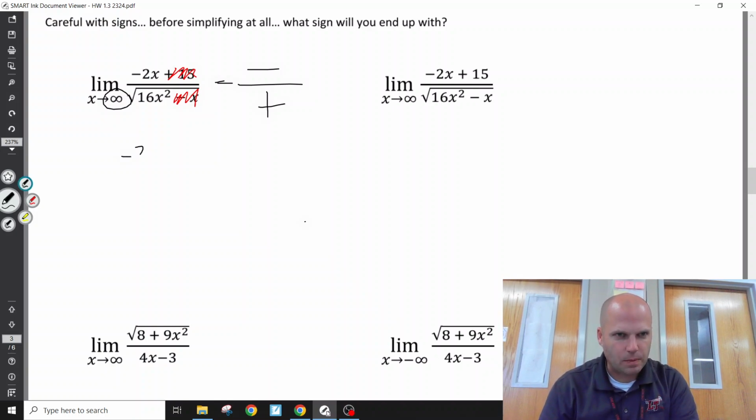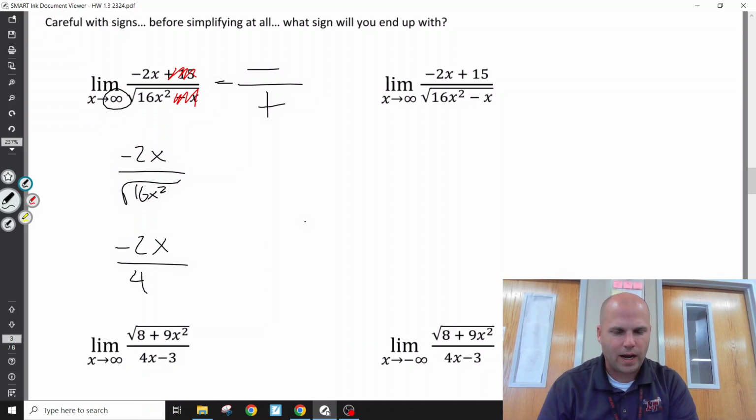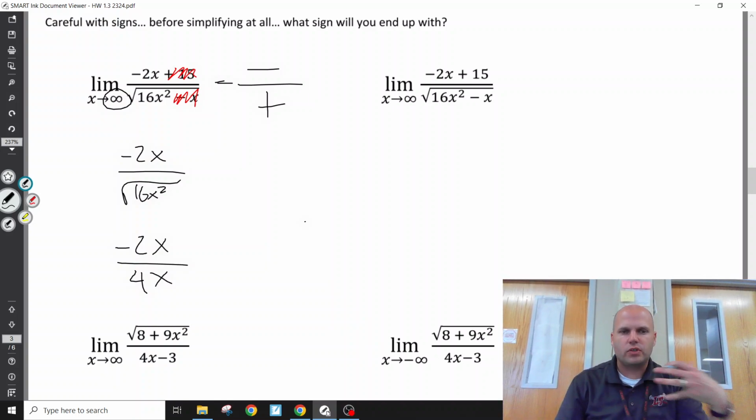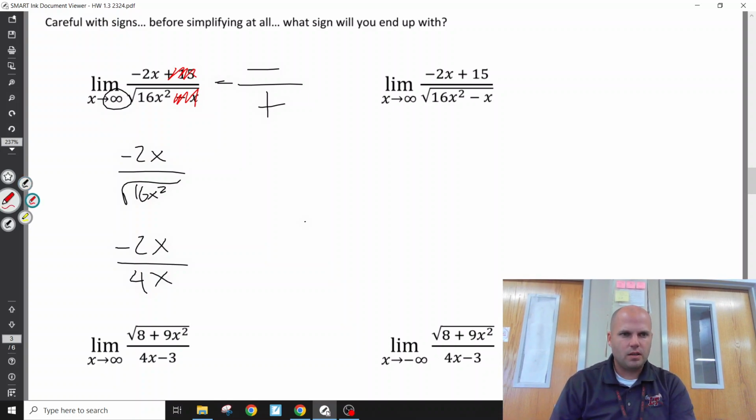Well, now let's look a little bit more at which infinity is bigger. If I take the square root of 16x squared, I get 4x. So I get negative 2x over 4x. Now, you're like, oh, this is a same over a same. So the answer has got to be negative a half. And you are exactly correct. The answer is negative a half.